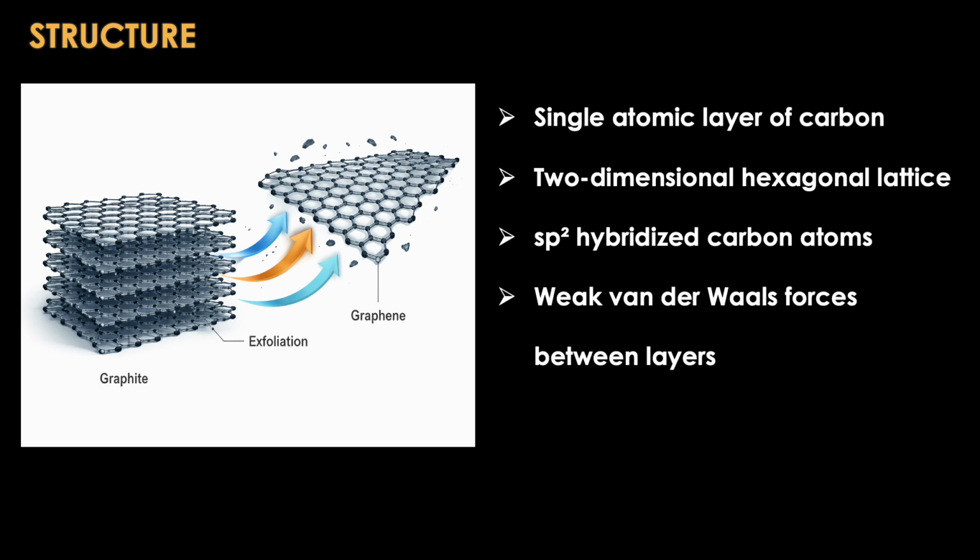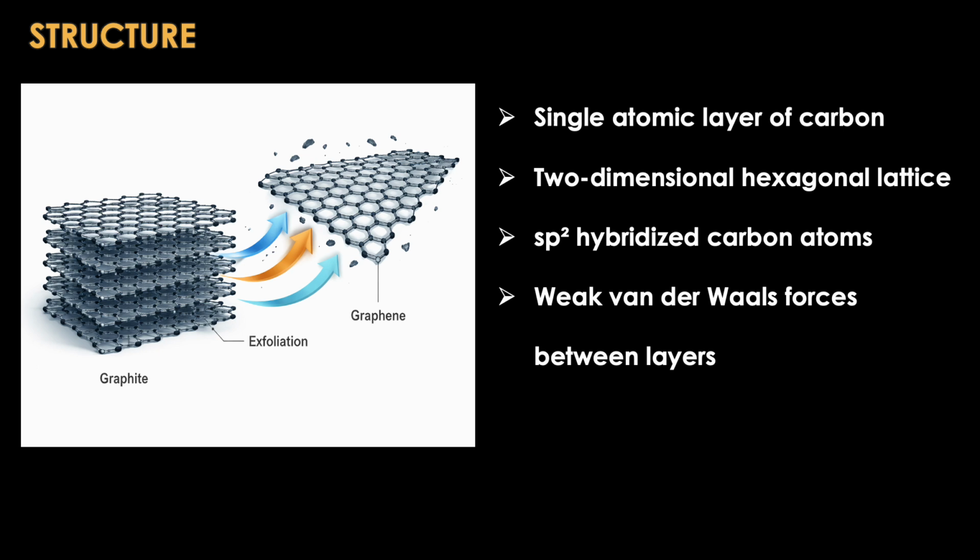The remaining unhybridized p orbital on each carbon atom overlaps with neighboring p orbitals to form a delocalized pi electron system that extends across the entire graphene sheet. This delocalized pi electron cloud allows electrons to move freely within the graphene plane and is a key reason for graphene's very high electrical conductivity.